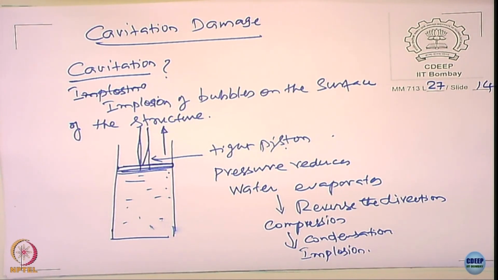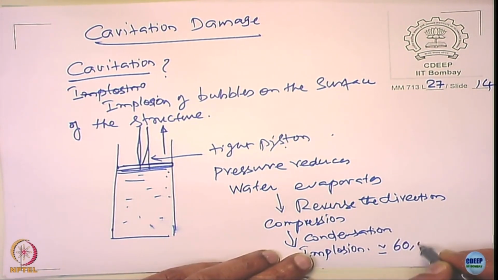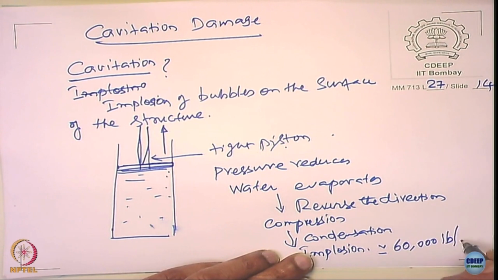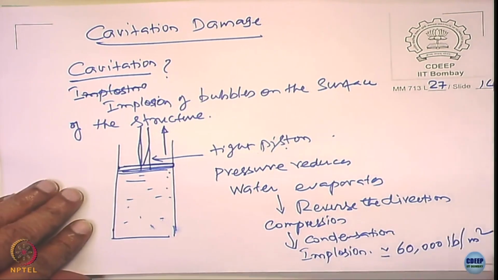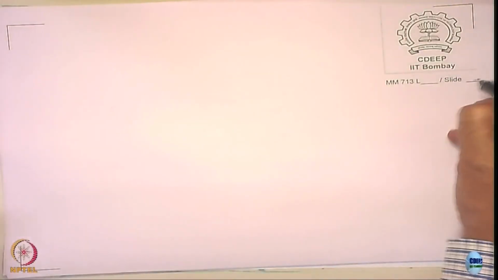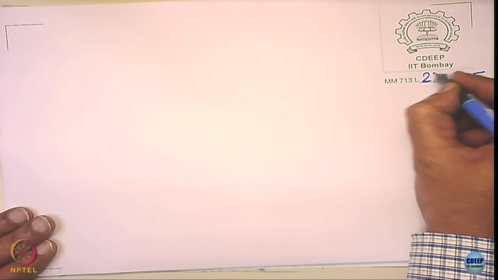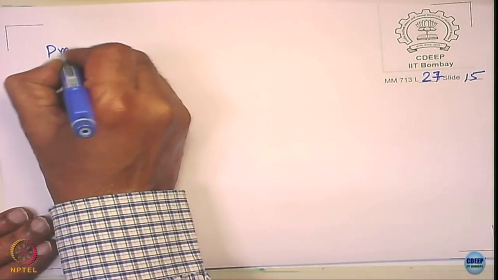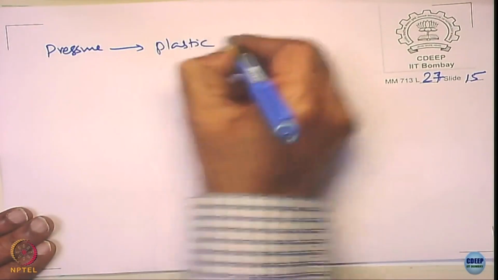When it implodes, then it's a shock, right? It exerts a pressure as much as 60,000 pounds per, let's say 60,000 psi, something like that you can say. And this pressure exerted can lead to plastic deformation.